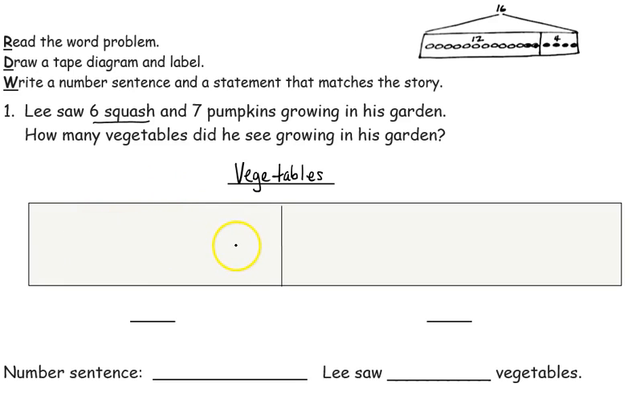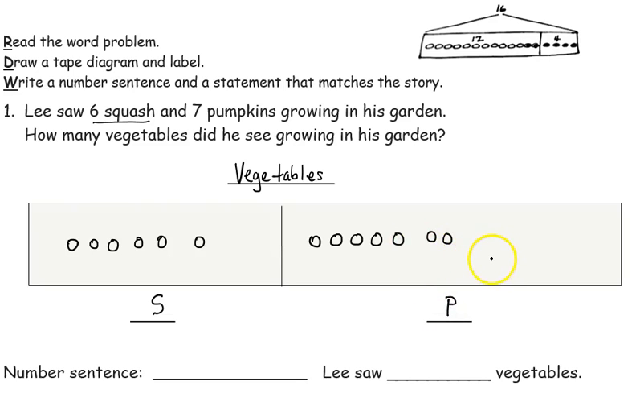In the first rectangle, I'm going to draw 6 circles to represent the squash. And I'm going to just put an S below to show that that's the squash. In the other rectangle, I'm going to draw 7 circles to represent the pumpkins. And I'll put a P down below as my label to show that that rectangle represents the pumpkins. Notice that the left rectangle is a little bit smaller than the right rectangle. We do that to show that the number on my left is a little bit smaller than the number on my right.